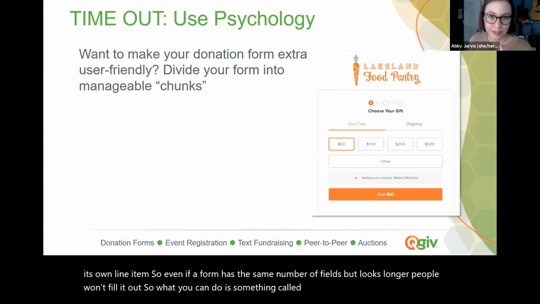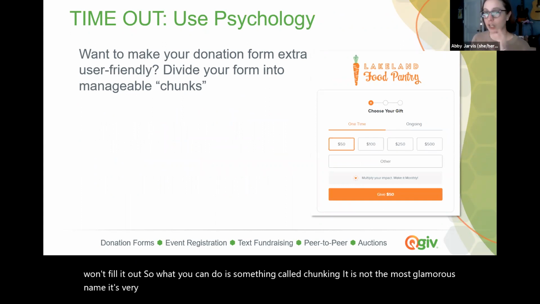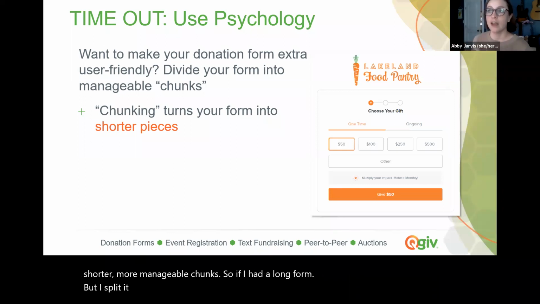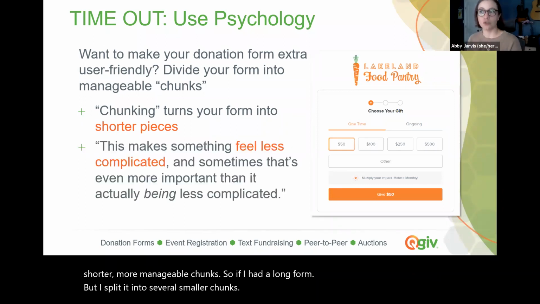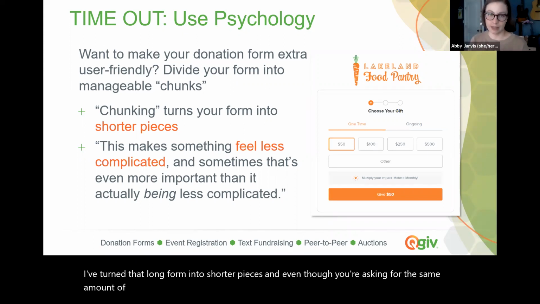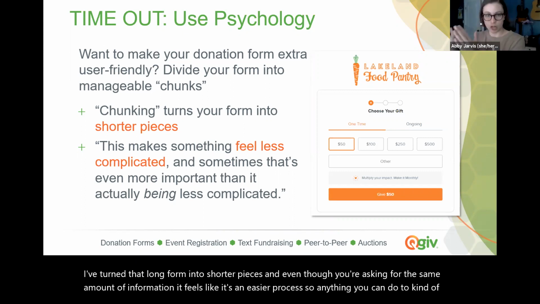It is not the most glamorous name. It's very straightforward. Chunking is the act of dividing a long process into shorter, more manageable chunks. So if I had a long form, but I split it into several smaller chunks, I've turned that long form into shorter pieces. And even though you're asking for the same amount of information, it feels like an easier process. So anything you can do to set your donation form into chunks.